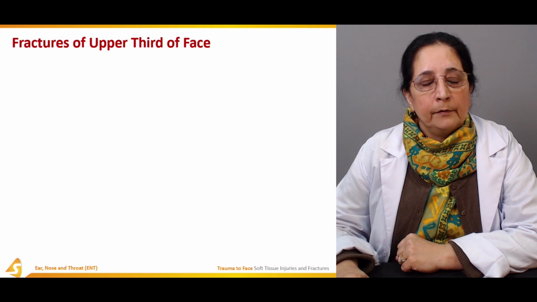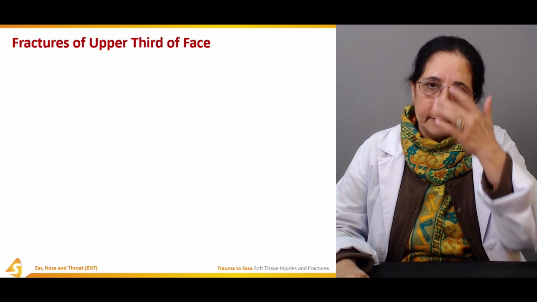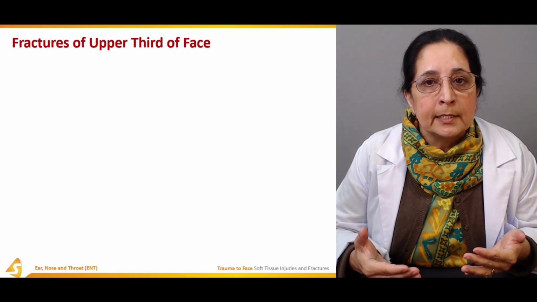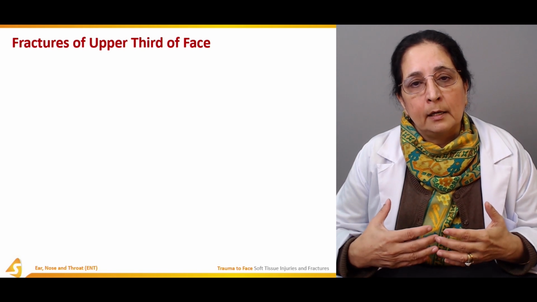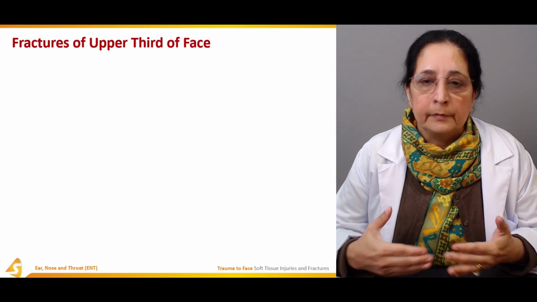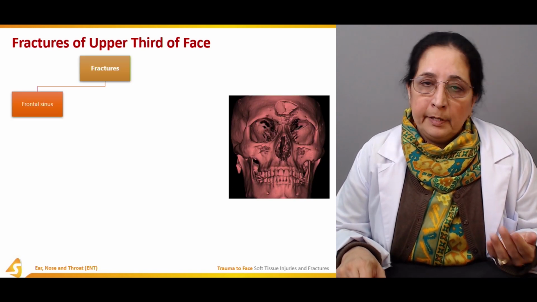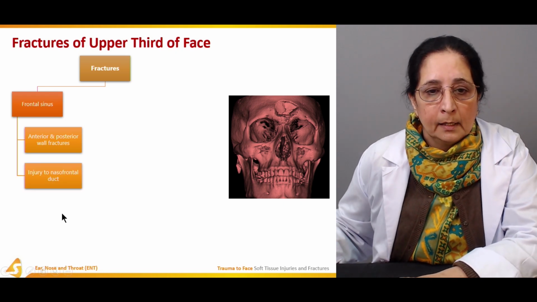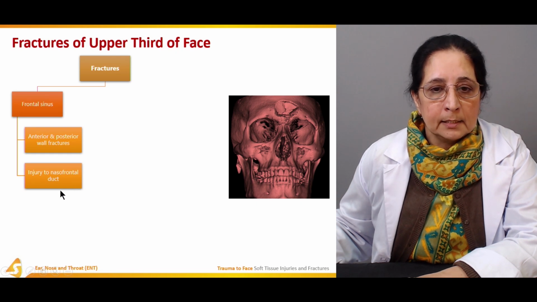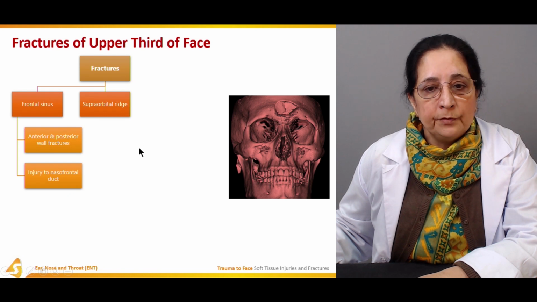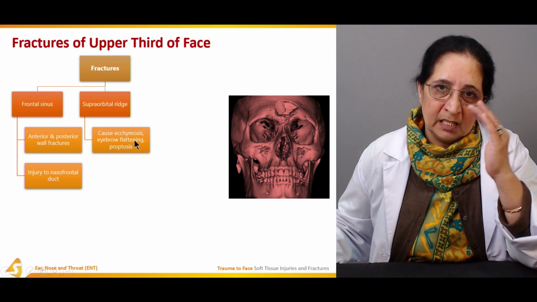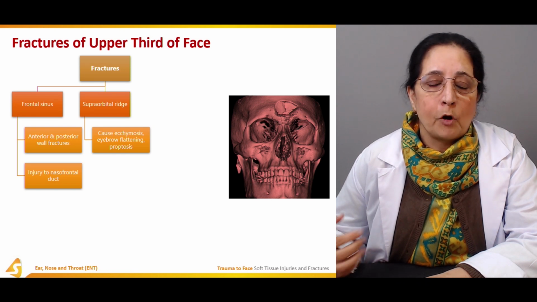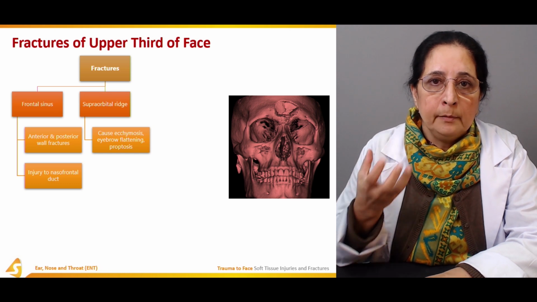Fractures of the upper third of the face: we already mentioned the structures involved, above the supraorbital ridge. Mainly the frontal bone is involved, and the frontal sinuses are present there. These are the bones which can be damaged in fractures of the upper third of the face. There can be fracture of the frontal sinus, with anterior and posterior wall fracture of the sinus, and injury to the nasofrontal duct. Then we have supraorbital ridge fracture, which can cause ecchymosis, a bluish discoloration. Ecchymosis is bruising. Eyebrow flattening and proptosis: proptosis is the bulging or protrusion of the eye.